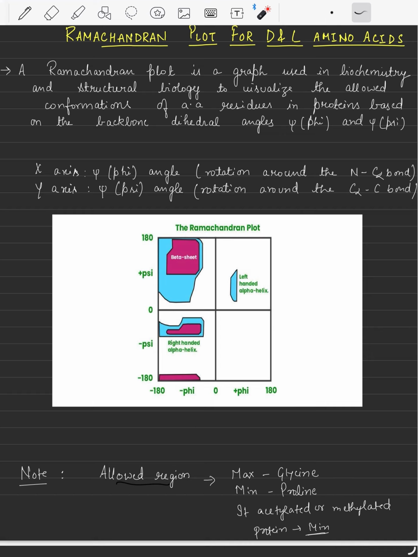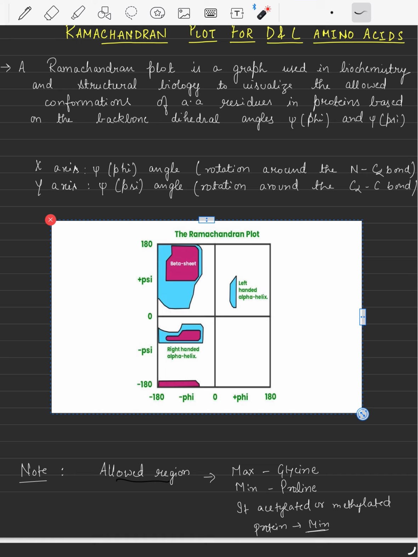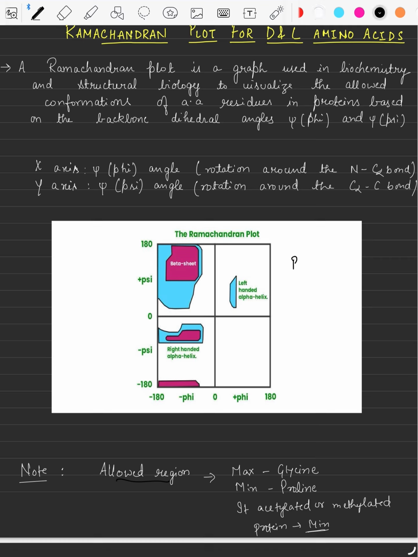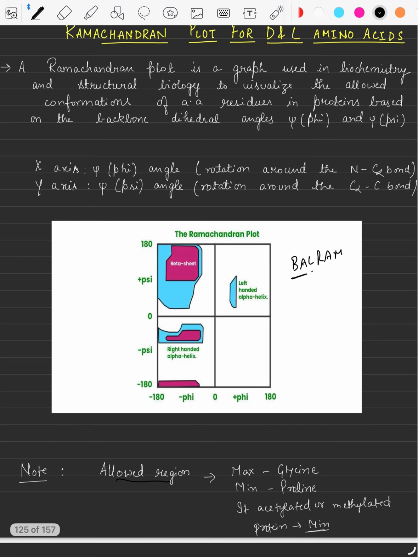So we are going to see this plot is for the L amino acid, L chiral amino acid. What you have to remember is just one word, that is Balram. So in the upper left you can see the beta sheet. Then the second one you can see the left-handed alpha helix. Then in this region no conformation is allowed. Then comes the right-handed alpha helix. So by means of this Balram you can remember.